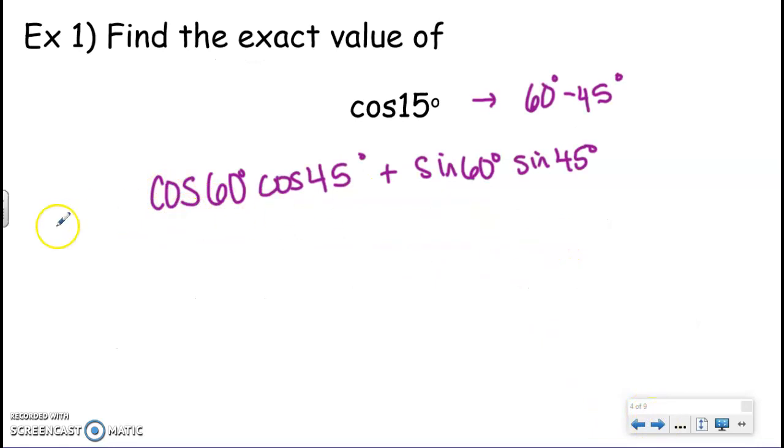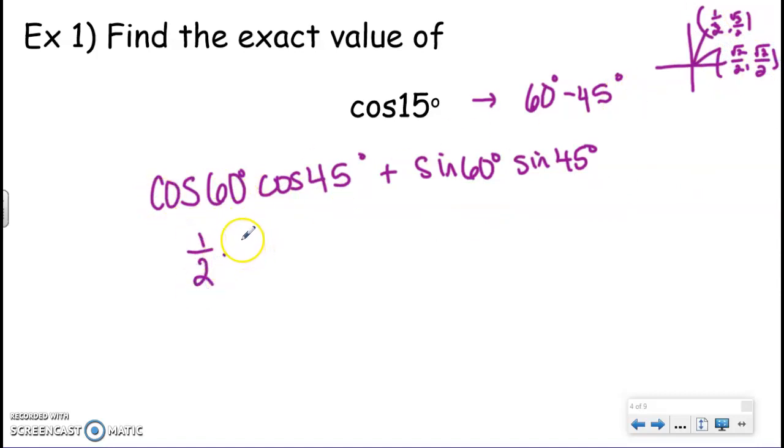And then you can type this in your calculator, which you don't really need to do. If you think of your unit circle, for a 60 degree angle, we have short, long, so we have 1/2, square root of 3 over 2. And then for 45, square root of 2 over 2, square root of 2 over 2, they're the same. Okay, so those are our points. Remember, cosine is my x value. So cosine of 60 is 1/2. Cosine of 45 is square root of 2 over 2. Sine of 60 is the square root of 3 over 2. And sine of 45 is the square root of 2 over 2.